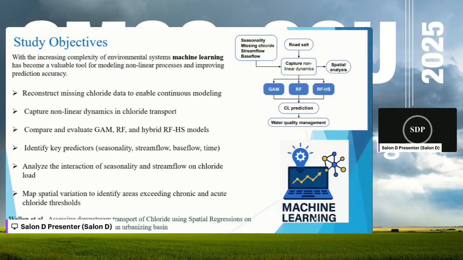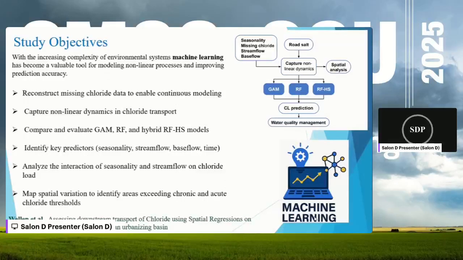With the increasing complexity of environmental problems, machine learning algorithms can be considered a reliable tool for modeling nonlinear processes and improving the accuracy of the developed models. This study aims to improve chloride load modeling by addressing critical gaps in the modeling and providing more accurate models. This study captures the nonlinear dynamics in chloride transport by integrating several models such as GAM and advanced machine learning algorithms such as random forest and its hybridized version with the harmony search algorithm.